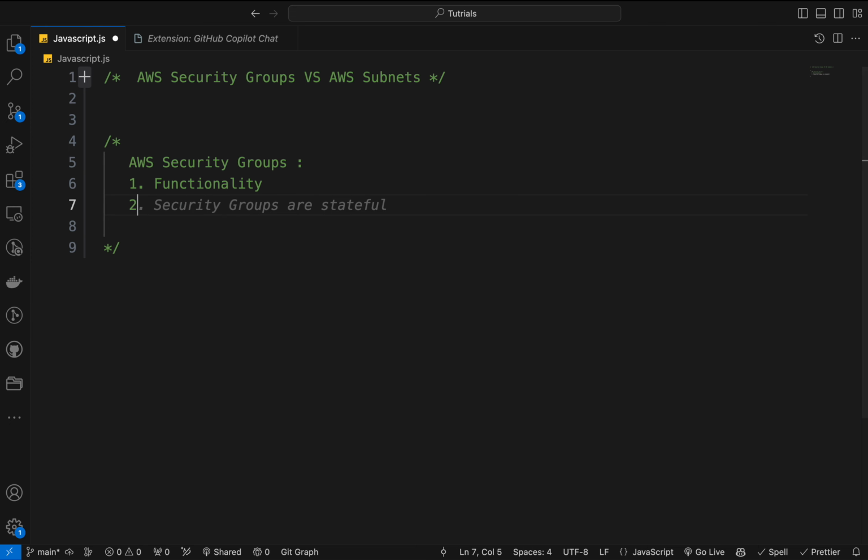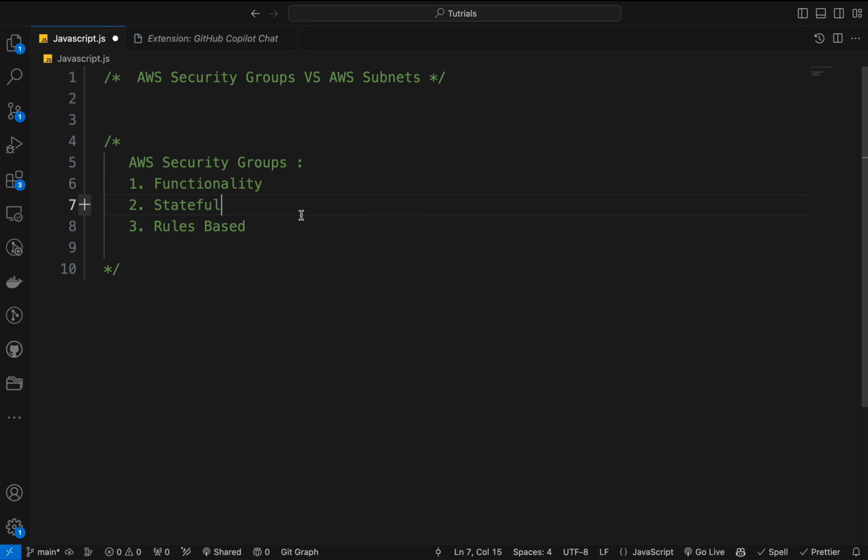I want to talk about stateful. They are stateful, meaning that if a request is allowed to leave, the response is automatically allowed to enter, irrespective of inbound rules. Then we have rule-based. They consist of allow rules that define which traffic is permitted to or from the associated resources. They don't have deny rules.